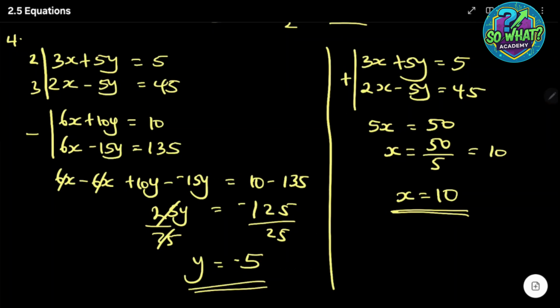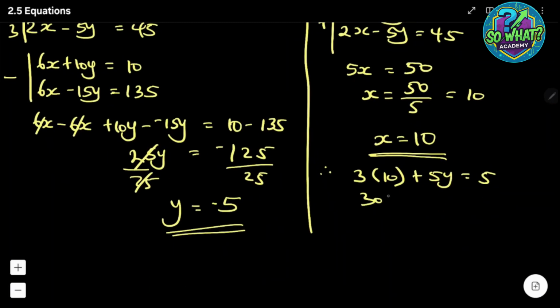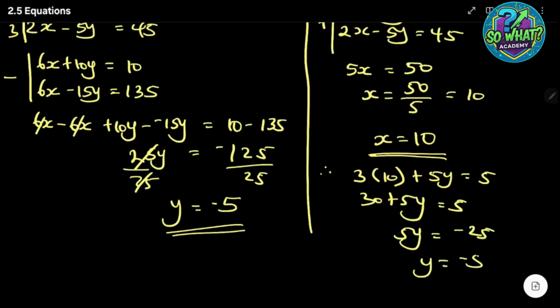Like here, I've used elimination to get x. Then in getting y, I use one of the equations. So I say from equation 1, x is 10. I'm using this first one, 3x plus 5y is equal to 5, and then I get y. So you can also do that. Meaning this will be 30 plus 5y is equal to 5. 5y is equal to 5 minus 30, negative 25. Therefore, y is equal to negative 5.